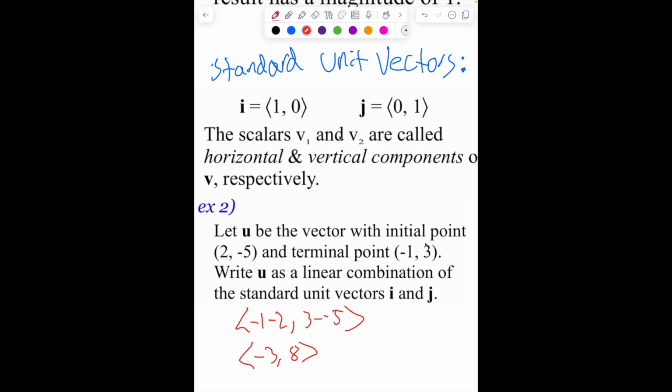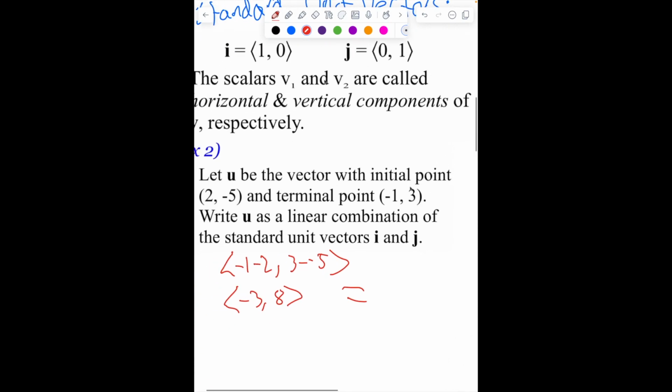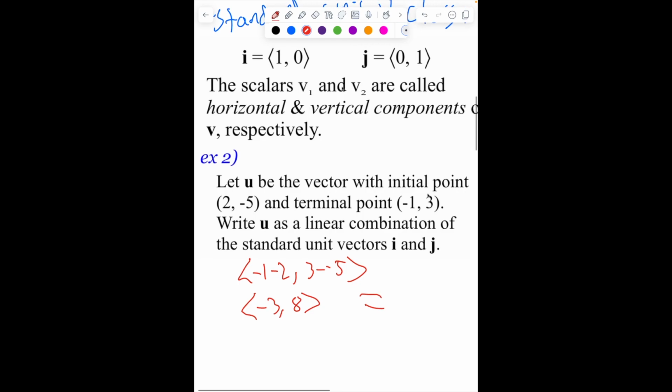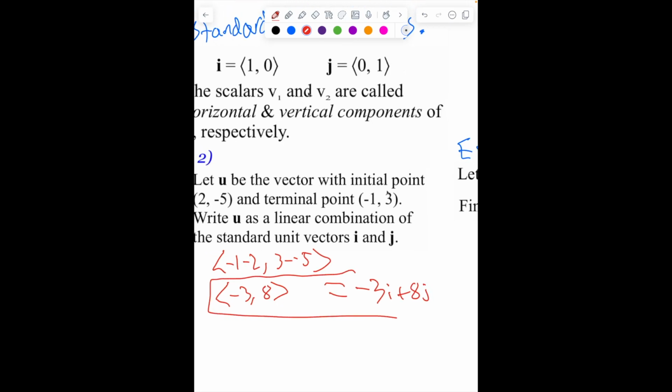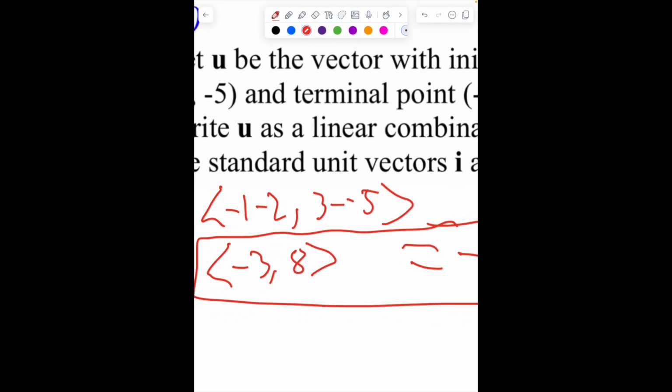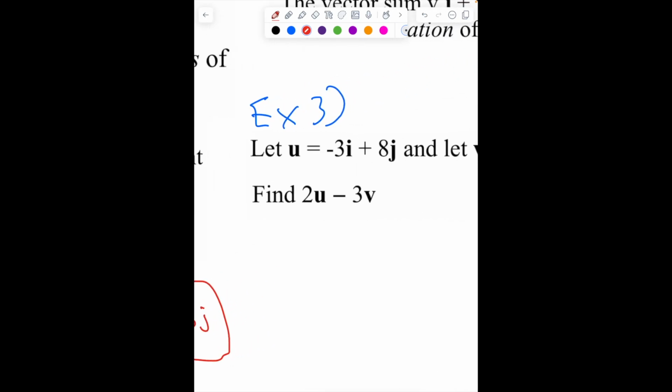Now I'm thinking, how do I do the second part? How do I write it as a combination of the standard unit vectors i and j? I can write it in the form we just talked about, multiplying any horizontal component with v1 and any vertical component with v2. I would say it's negative 3i plus 8j. So I'm saying the same thing, whether it's in this form or in the linear combination form right here.